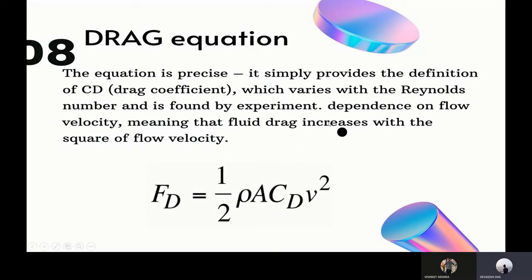Similar to this is the drag equation, which states that the drag force, here Fd is the drag force, is equal to rho A CD V square by 2. Here CD is called the coefficient of drag, which again depends on Reynolds number and the aerofoil shape.